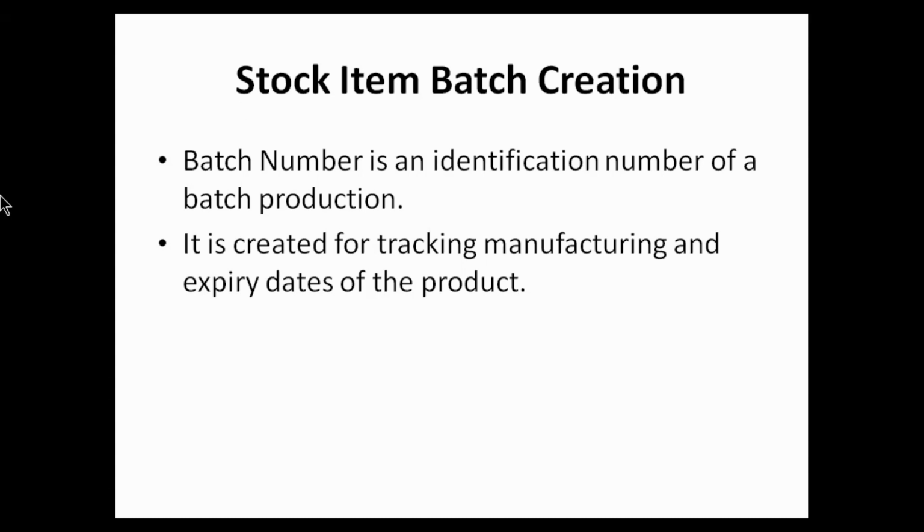First of all, what is batch number? Batch number is the identification number of a batch production. It is the identification number given to the product which is created in different batches, or it can be created for tracking the manufacturing and expiry dates of the products. If there is any batch number, it comes along with the manufacturing date and expiry date of the particular product. So while creating the batch number, we need to provide the manufacturing date and expiry date of the products also.